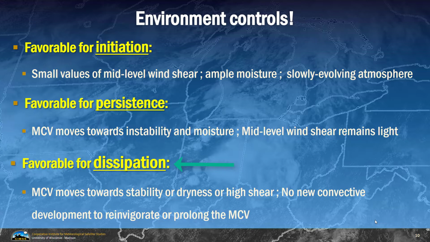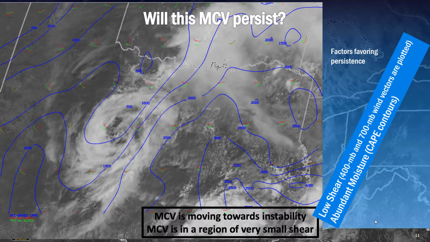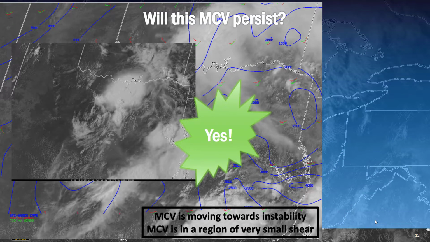So here's an example with an MCV over west central Texas, and we have wind barbs plotted, and we also have contours of CAPE. There are factors here favoring persistence of this MCV. If it's moving from west to east, it's moving into a region of fairly low shear and a region of high instability. So would you expect this MCV to persist? Yes. So it did persist, and it produced new convection over north central Texas.